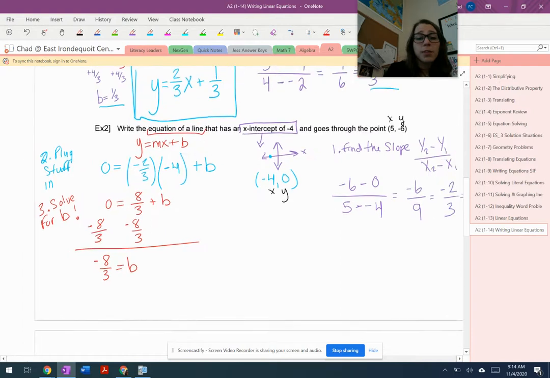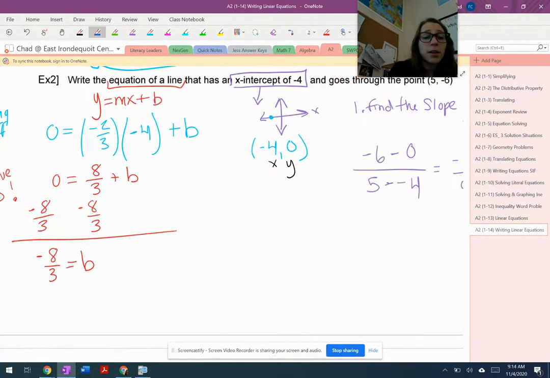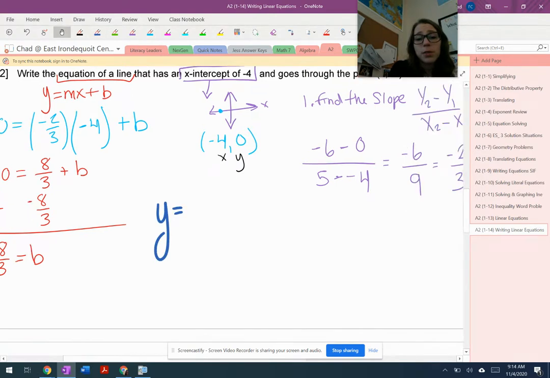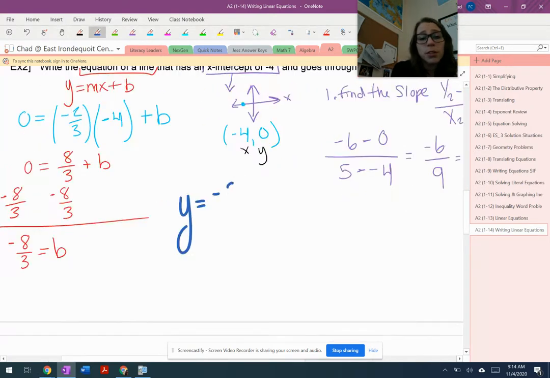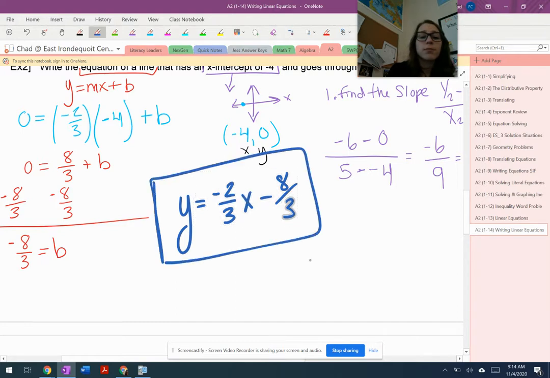So now, the final step is to just rewrite that equation, filling in your m and your b. So y equals, remember my slope was -2/3, x minus my b value, which was 8/3. It's not the best 3 I've ever drawn. There we go. And that is my equation. Boom.